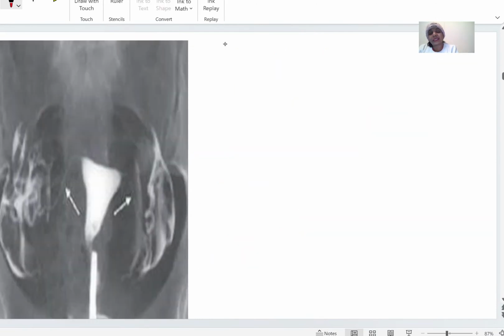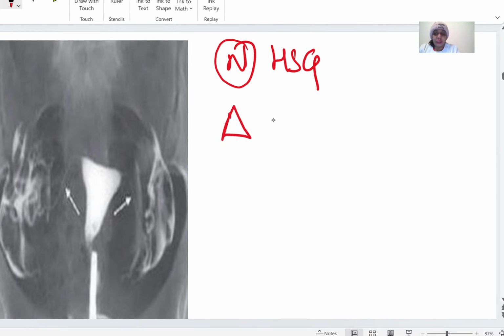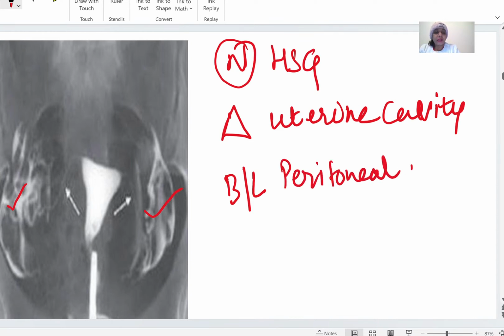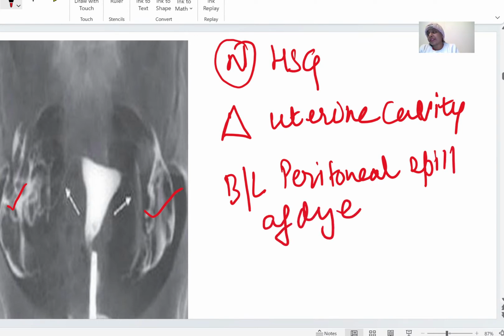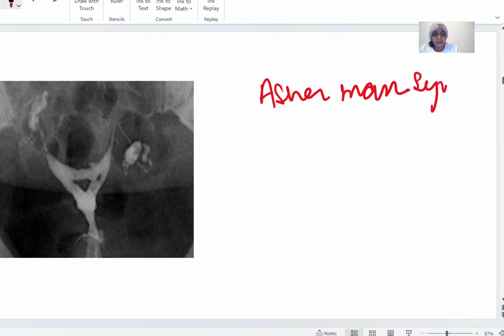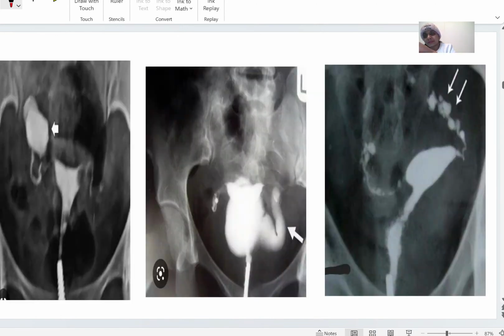Okay. This is the normal HSG. What is it showing? This is a triangular uterine cavity. Normal uterine cavity is like this. And what are these two things? These are bilateral peritoneal spill of dye. Okay, very good. What is this? HSG. What is the diagnosis of this? Last year FMGE question. Asherman syndrome. Very good. Because here there is no proper triangular formation. Okay. What is this? First image.